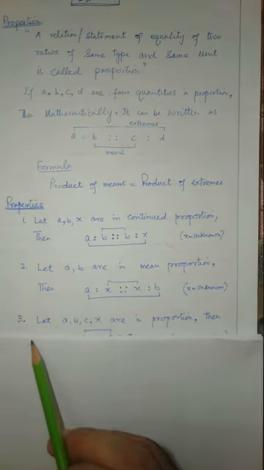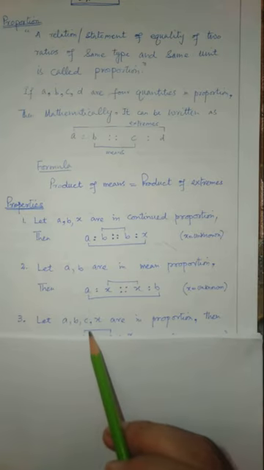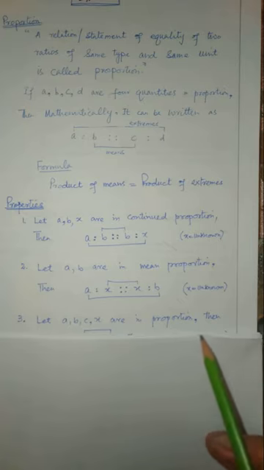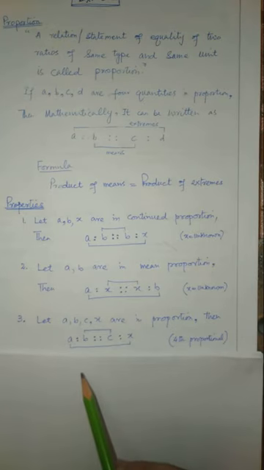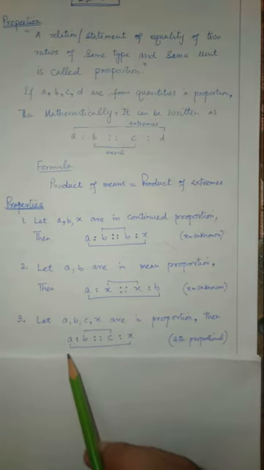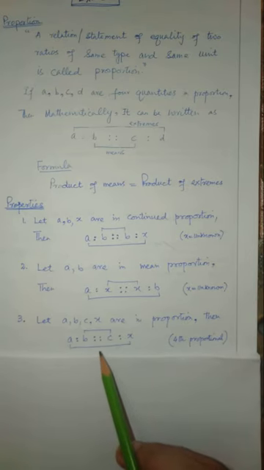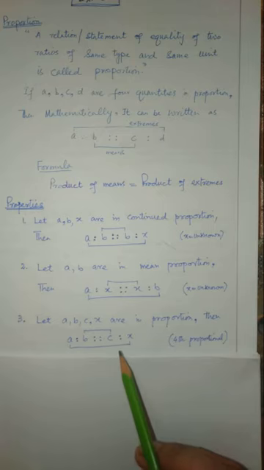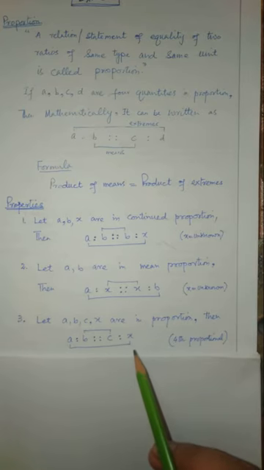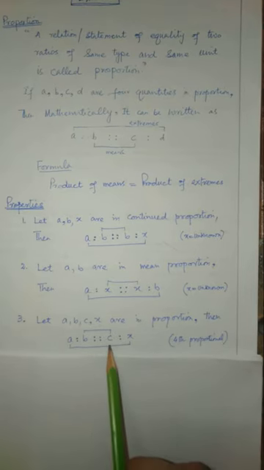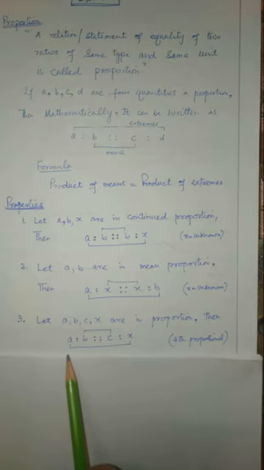Property number 3: let A, B, C, X be in proportional, then it can be written as A : B :: C : X, where X is the unknown value. It is also called fourth proportional. The middle two values are called means and the values at the ends are called extremes.